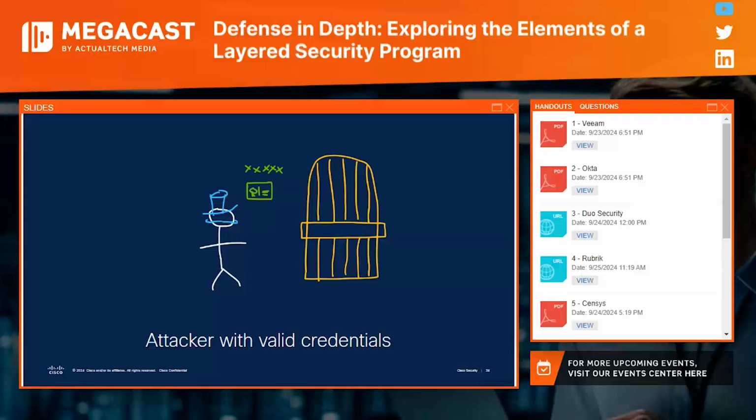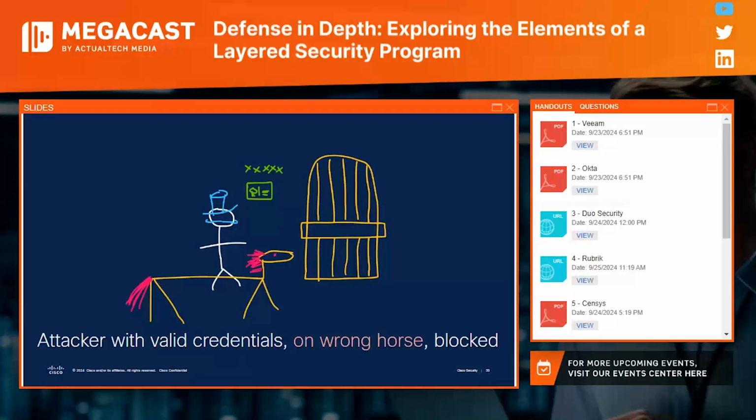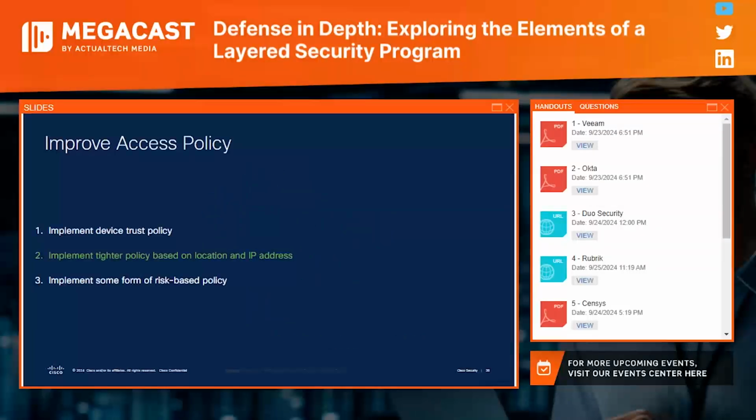If you're an attacker with those same valid credentials, let's say they've effectively stolen the username and password of me, so they have my ted@acme.com email address, and even if it's a long and complicated password, they have it, and they're presenting it to a web authentication gate. What's really nice about doing a device trust policy is if they're on the wrong horse, aka the wrong device, then you can say you're not allowed in.